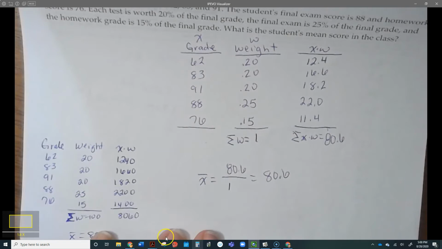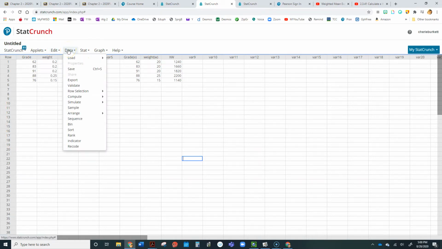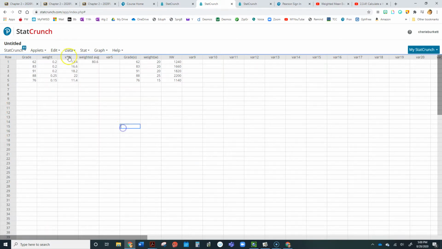Now let's go look at what happens when you do it on StatCrunch. I've already computed this one using the data compute expression. You see right here, I created that x times y column, and then I created the weighted average, and it came out to be 80.6. So it'll let you use the decimals, because remember what it does. It's going to add these up and divide the sum of these by the sum of these, the same way we do it by hand. And it's going to work the same way over here.